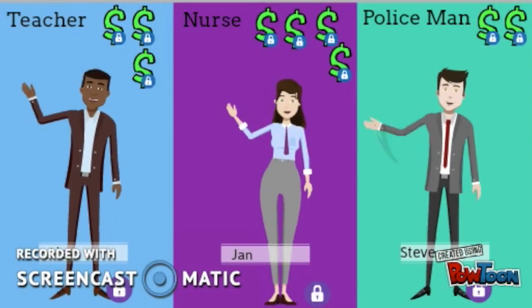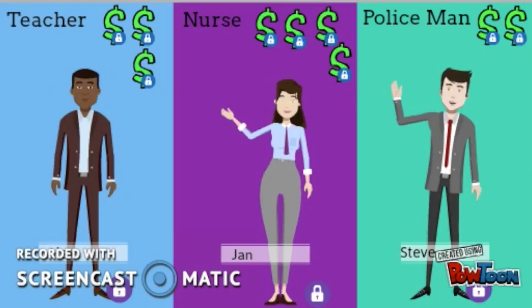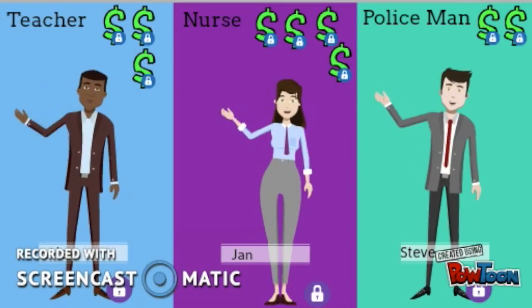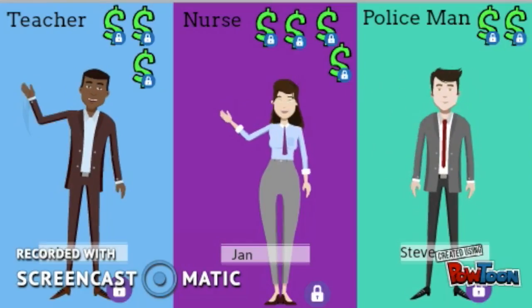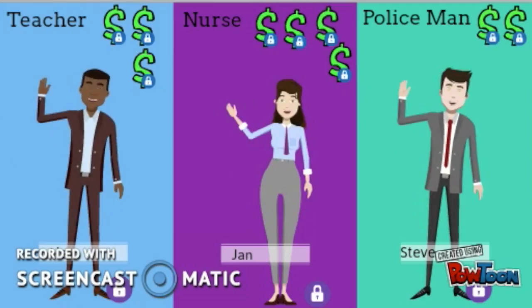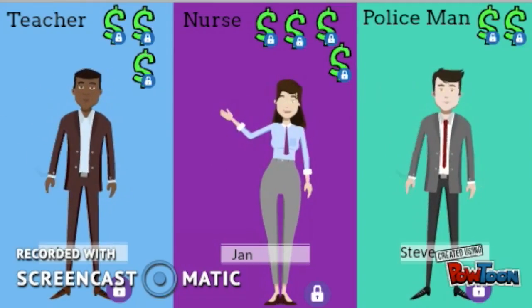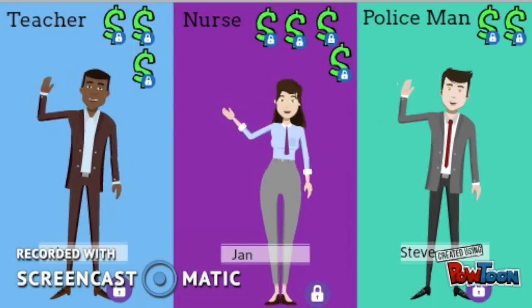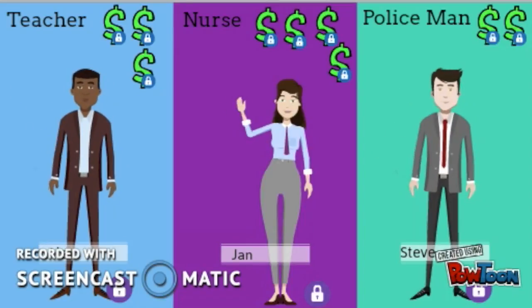So here we have three other categories. We have a teacher, a nurse, and a policeman. Here it shows that each of these people are doing something, doing a service to earn money. In the middle, you obviously see that the nurse has 4 dollar signs compared to the teacher who has 3 and the policeman who has 2. This is the amount of money that they earn.